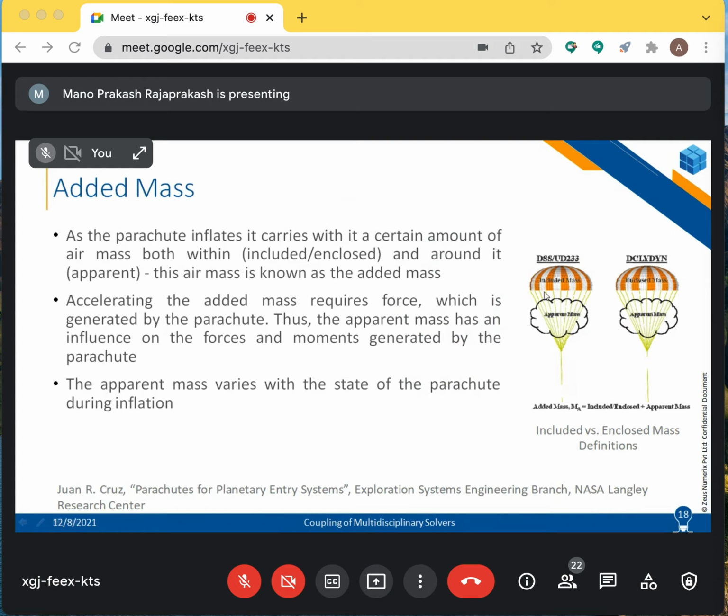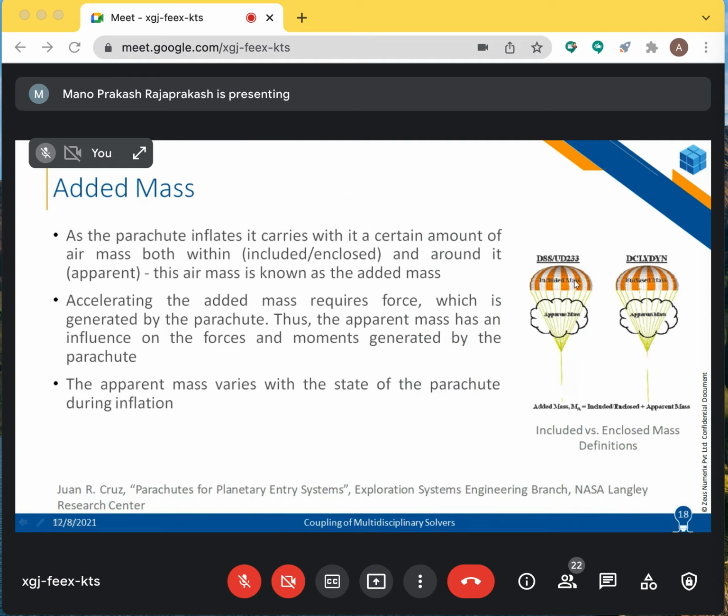But by the time the bag comes out and the parachute starts inflating, there is a good amount of oscillation during those phases. Definitely, the parachute is going to experience some acceleration. So it is very important that we model this additional virtual mass. This added mass is present only when the parachute is accelerating, as I previously told. That is why this added mass is actually called a virtual mass.